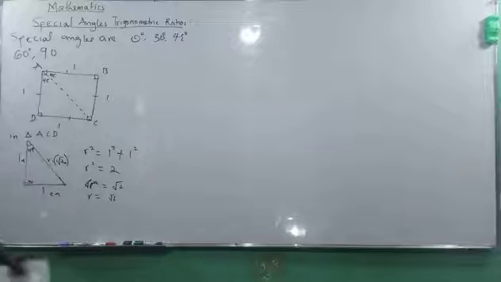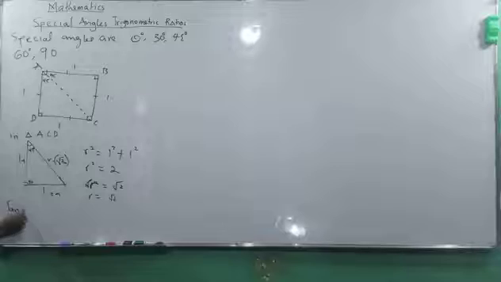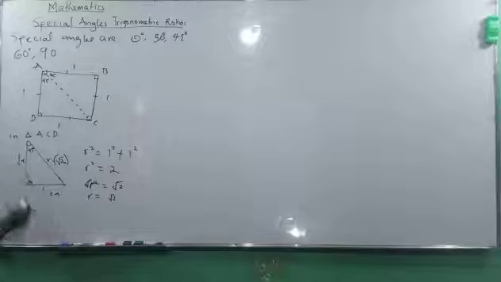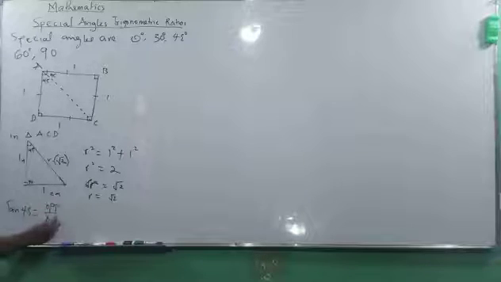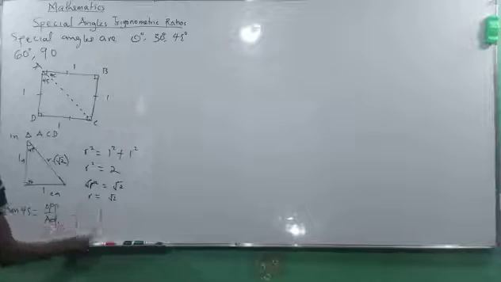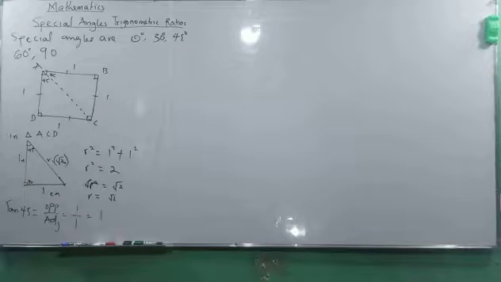Now, at this junction, I can say that my tan theta, let me start with tan 45. Tan 45 will be equal to opposite all over adjacent. We all know that, which is equal to 1 all over 1, which is 1. That is tan theta. It means tan 45 equals 1.